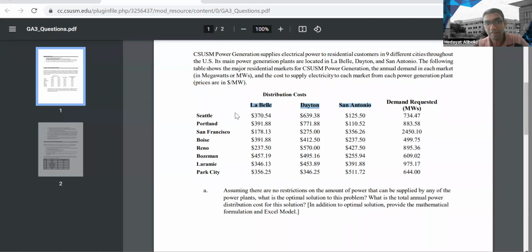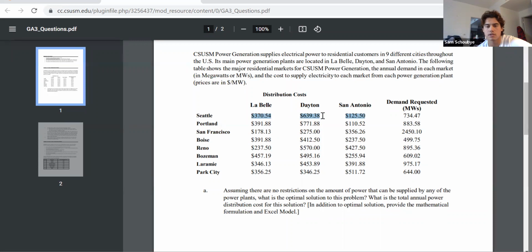So if you have unlimited capacity for Seattle, it makes much more sense to send it from which one of these 3? Jacob, or Sam, say it again. San Antonio. San Antonio, why? It's the cheapest. It's the cheapest among these 3, exactly. So you want to go with the cheap.